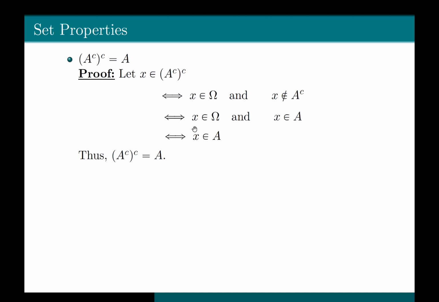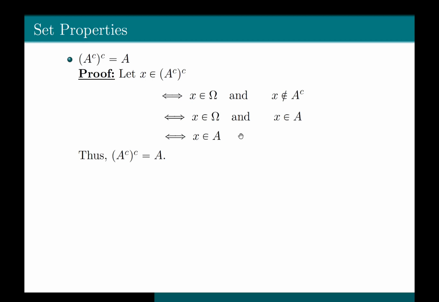Now, what does this statement mean? That x belongs to the universal set and x belongs to A. It means that x belongs to the set A, because whenever we have 'and', it means that x belongs to A intersection omega, which is A.